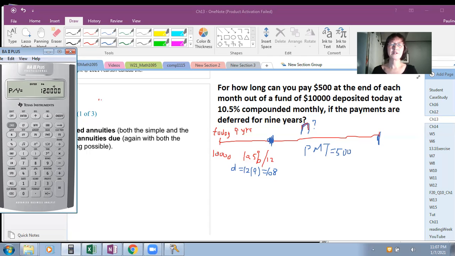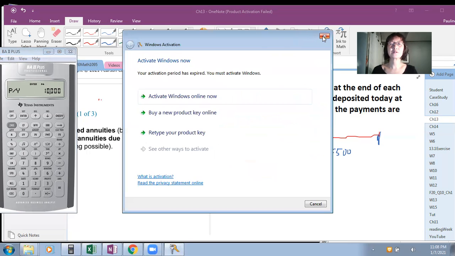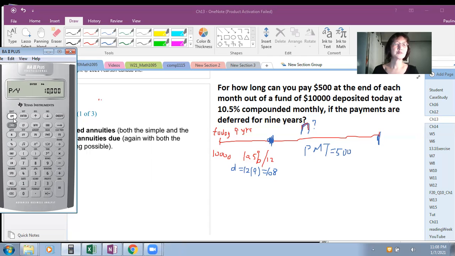Now, calculate the future value at this point after 9 years. So 10,000, no, this is PV. I'm going to start all over again. So second PY. PY is 12, CY is 12, correct. Now I'm going to enter 10,000.